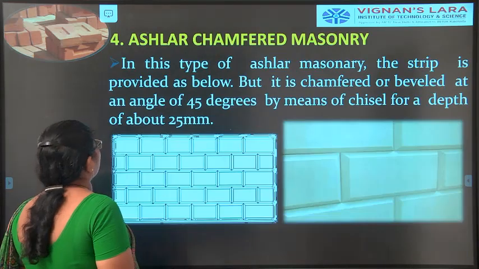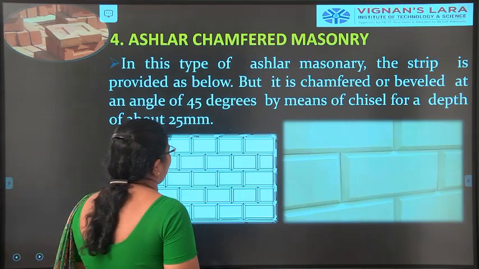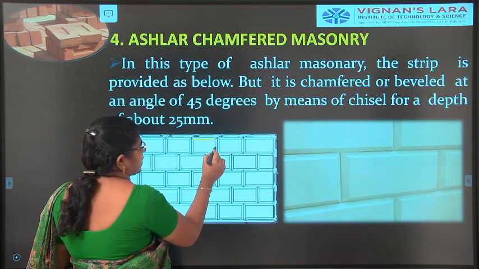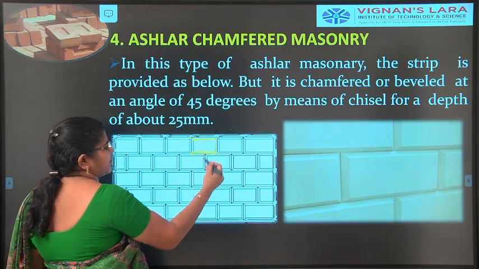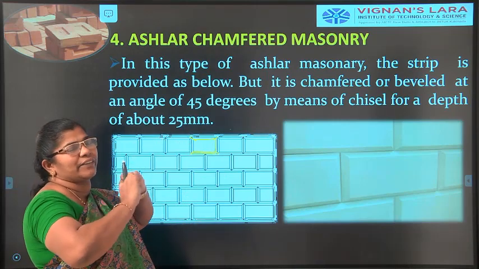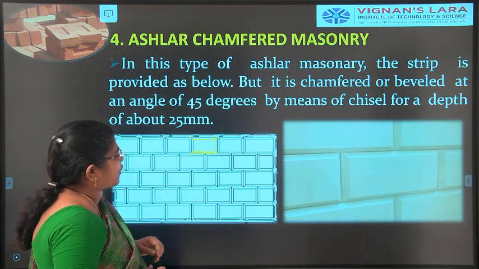Okay. The next one is ashlar chamfered masonry. You can see here, this is the actual size, and in between it will be 3D. It is chamfered like this, so that it will have a 3D effect and an uplifting effect, so that it can be used.